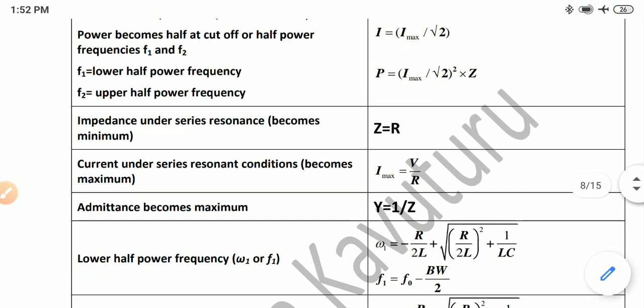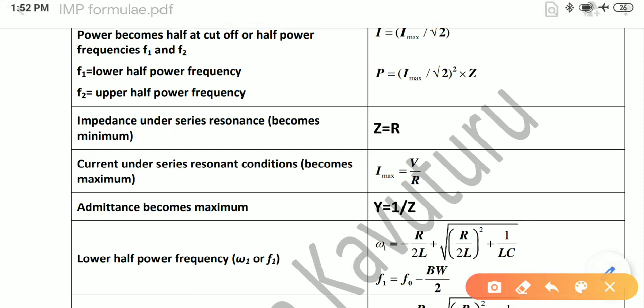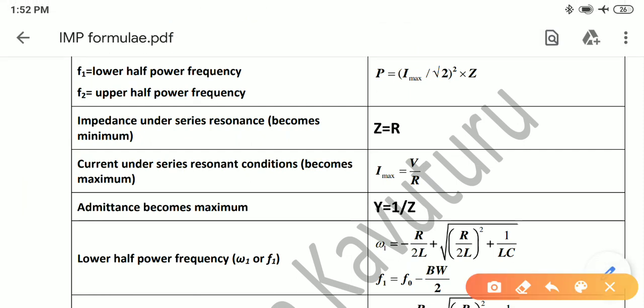Next, impedance under series resonance conditions. As said previously, the reactance part will go to 0, therefore the impedance will become Z is equal to R. So, the impedance of the circuit becomes minimum. Since impedance becomes minimum, the admittance becomes maximum, because admittance is the reciprocal of the impedance. Y is equal to 1 by Z, therefore Y is equal to 1 by R. Next, the current under a series resonance circuit is I max is equal to V by R. Since the impedance becomes minimum, the current becomes maximum.